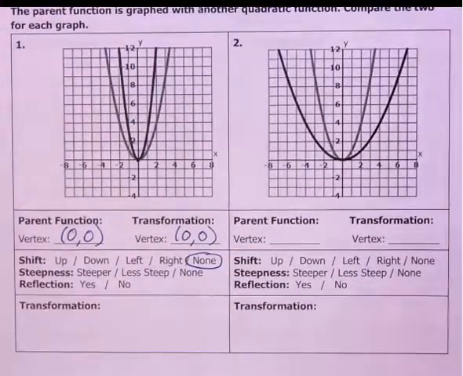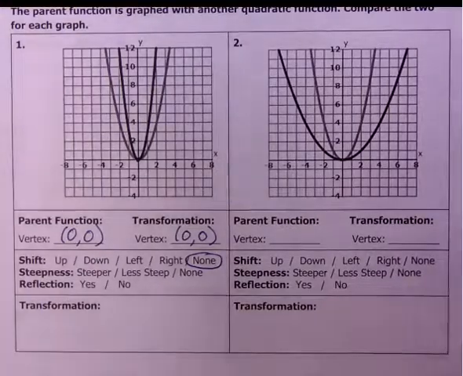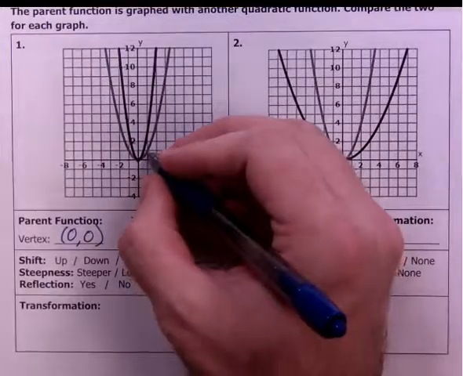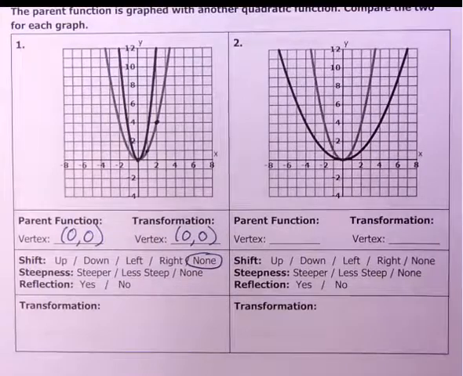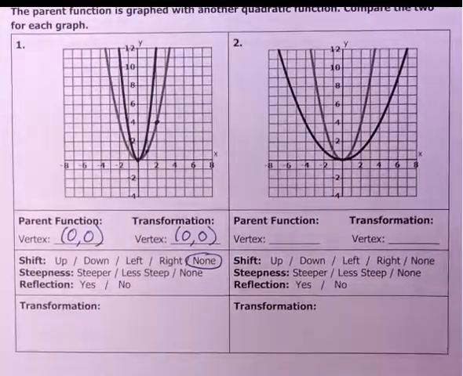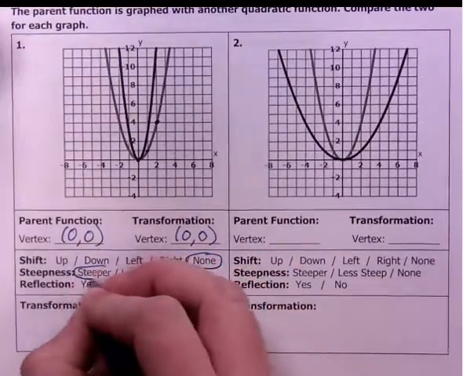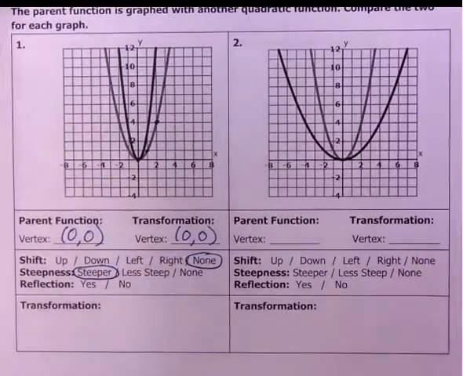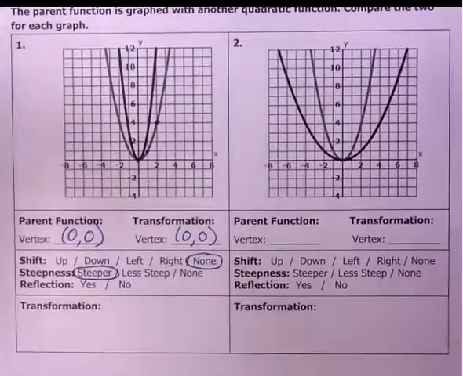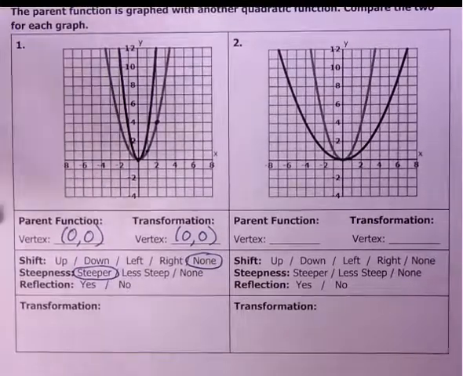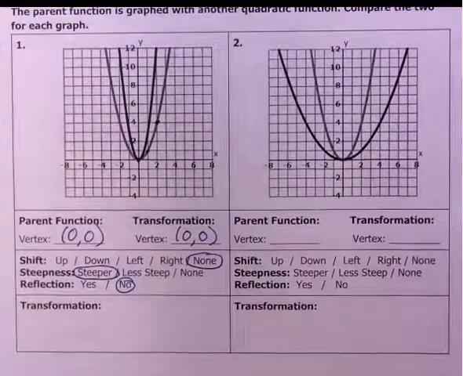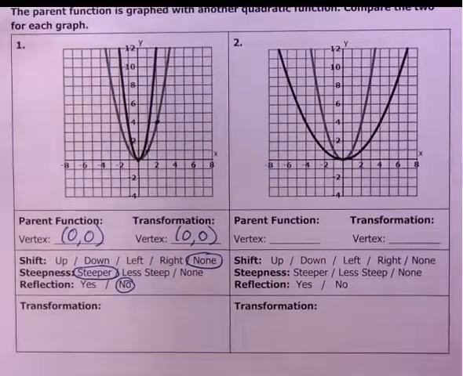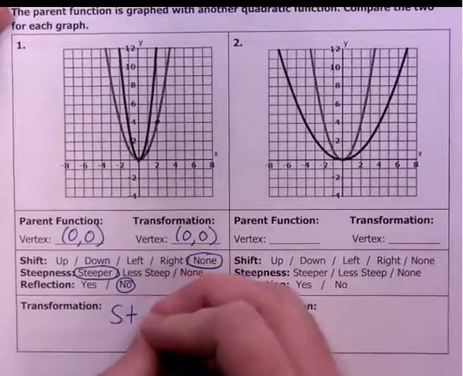Alright, next. We have to figure out which of those lines is our parent function. So remember those points we just wrote up above? 0, 0, over 1, up 1, over 2, up 4. So our new graph is inside of our parent function, which means it is steeper. And it is not a reflection, you'll see what a reflection is in a second, but it is still going in the same direction, so no reflection. So this transformation would simply be steeper.